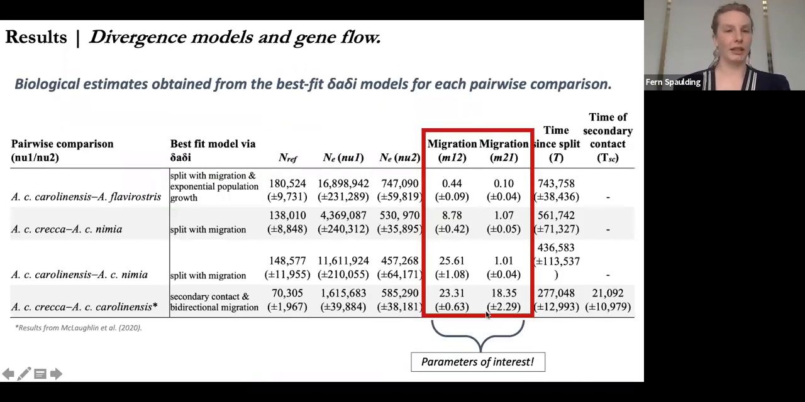So these are the biological estimates obtained from our best fit data models for each pairwise comparison. And this is a table representation of the previous slide. And the important information is our migration estimates shown in the red box, our parameter of interest. And again, in each of these pairwise comparisons, gene flow, although low in some cases, as in the contrast between the North American green-winged teal and the South American yellow-billed teal, although it is low, it is not equal to 0.